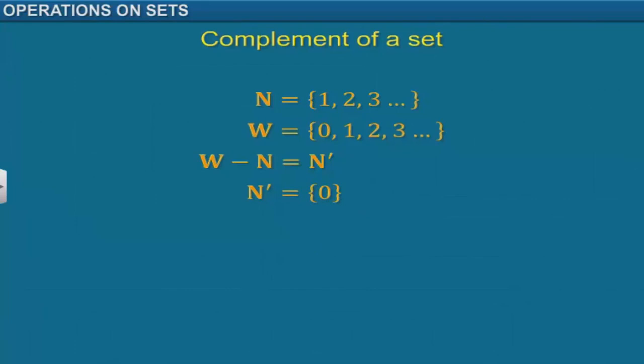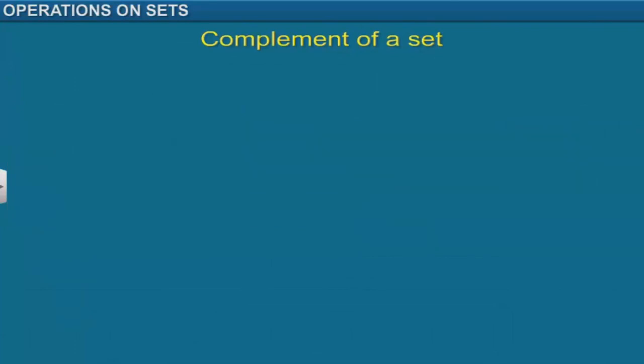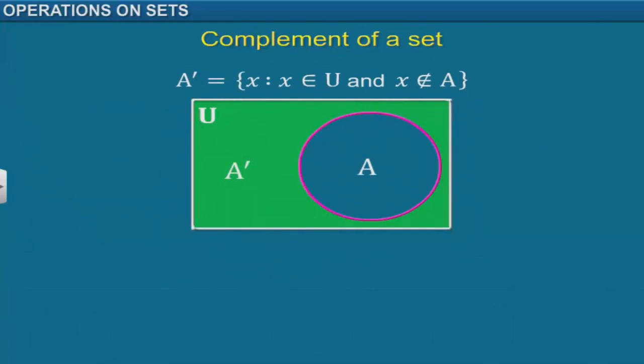Let U be the universal set and A be a subset of U. Then, the complement of A is the set of all elements of U that are not the elements of A. The complement of a set A is symbolically represented as shown. The Venn diagram representation of the complement of a set is as shown. The shaded region represents the complement of set A.